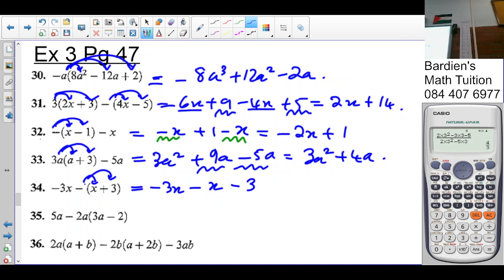Remember, there's a 1 here. Negative 1 times x is negative x. Negative 1 times 3 is negative 3. You guys understand? So what do we have? Negative 3x minus x. It's going to give you negative 4x minus 3. Okay. Let's look at the next one.